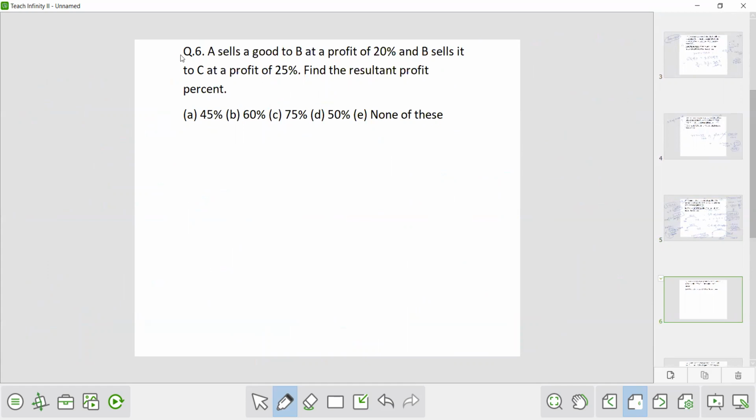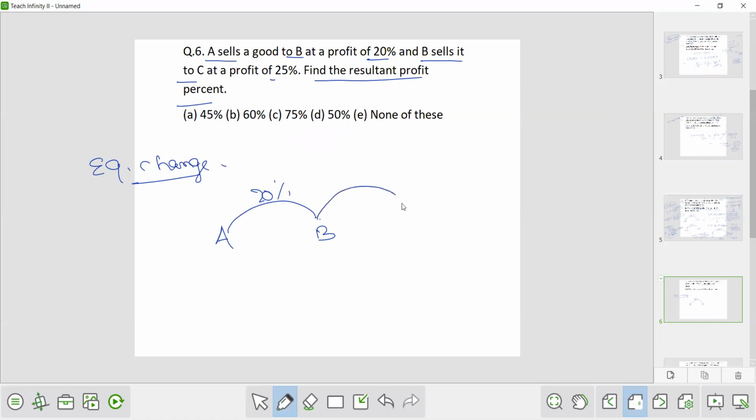Now, question number 6. A sells a good to B at a profit of 20% and B sells it to C at a profit of 25%. Find the resultant profit percent. Here also we will apply the equivalent change formula. A is selling a good to B at a profit of 20% and B is selling the same good to C at a profit of 25%. So we have to find the resultant profit, that is the equivalent change.